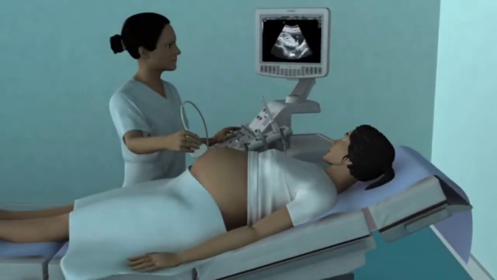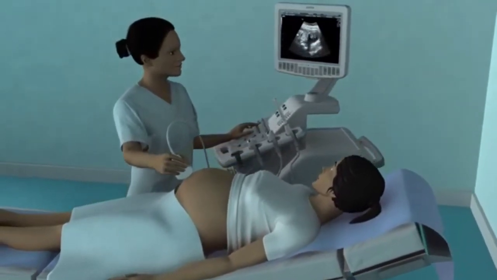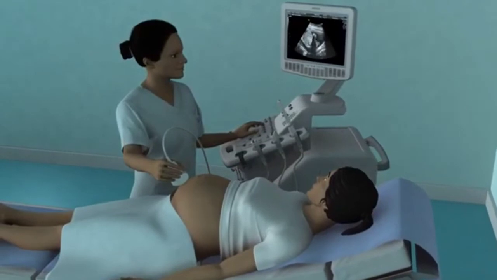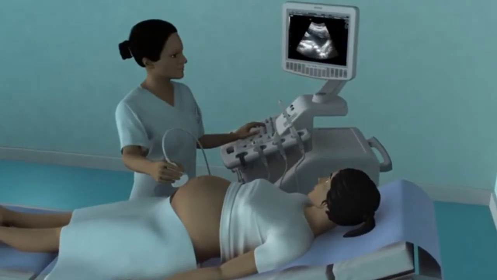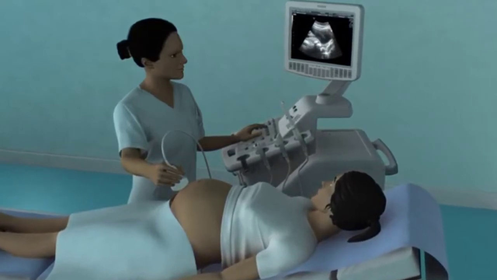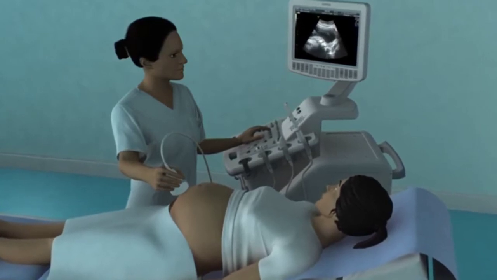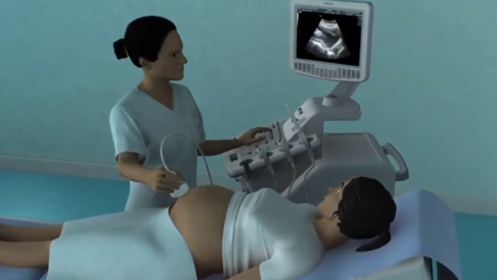Some common situations can prevent the probe from receiving a clear signal and produce unclear or distorted areas in the image seen on the screen. These are known as artefacts. Different types of artifact can commonly occur. Their effect can be reduced by scanning with the probe in a different position.